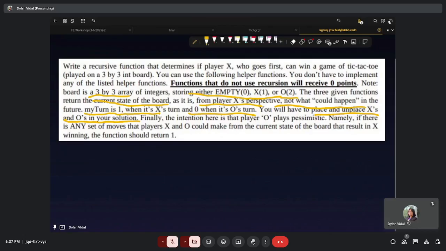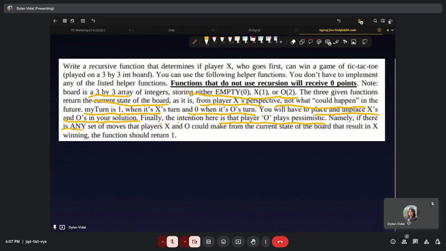That line was the hint to tell you, hey, this is just a permutation problem. If you think about it like that, it's a lot less complicated. So you're either in or you're out. The intention here is that player O plays pessimistic, meaning it will always make the wrong choice. Because if we had to deal with multiple choices from O, then we would have to do a real backtracking algorithm. And this is just a permutation, right?